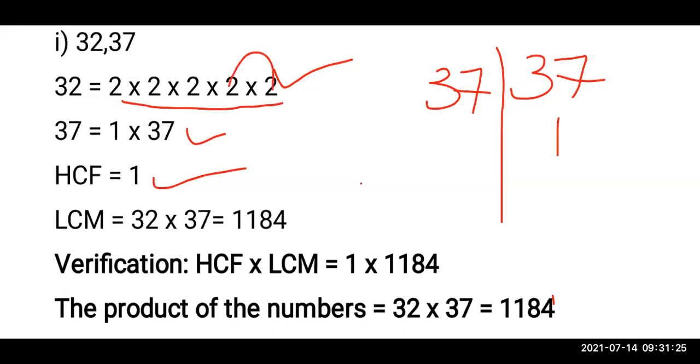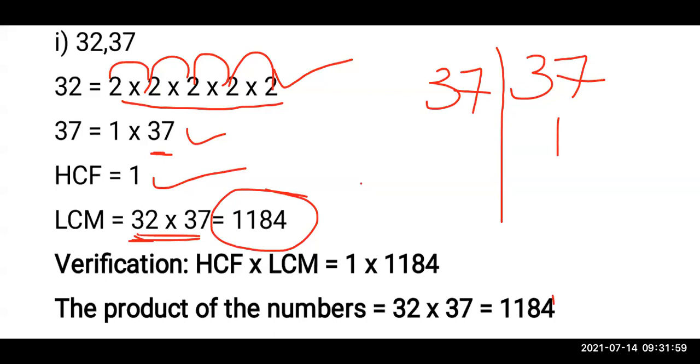2 2s are 4, 4 2s are 8, 8 twos are 16 and 16 twos are 32. So LCM क्या है, मेरा 32 multiply by 37. So if I multiply 32 by 37, what do I get? I am getting the answer 1184. As our formula is HCF multiplied by LCM is equal to the product of the numbers.